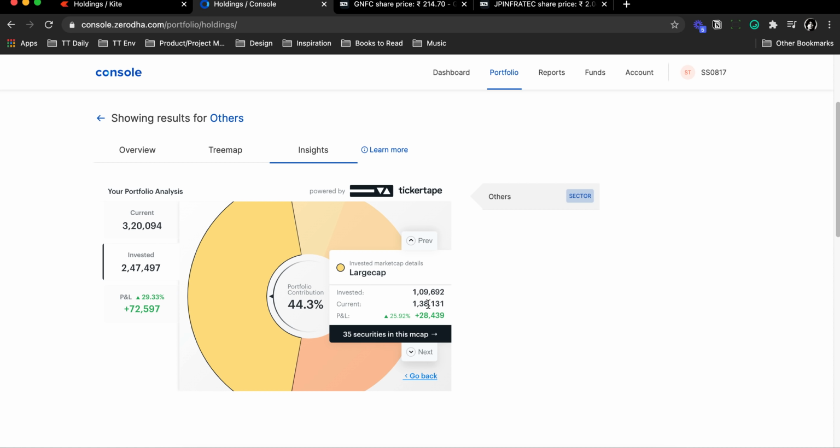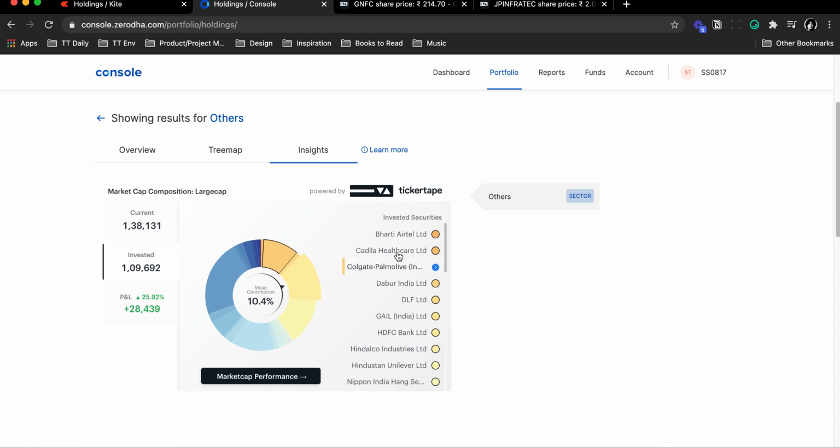And my current amount is 1 lakh 38. This gives me an indication of my PNL as well, right? And I can look at the 35 different securities that are in this market cap. So this provides me a drill down in a similar fashion to how we saw it for the sectoral view a few minutes earlier. And here I am able to see that Airtel contributes 0.4%, Cadila accounts for some share, and Colgate accounts for 10.4%, right? In a similar fashion, HDFC Bank accounts for 13.8% of my large cap, along with all the companies that come under the large cap in my portfolio.